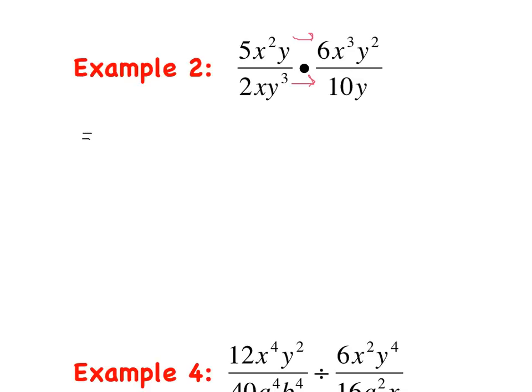So I put all my numbers up front. Okay, so we have a 5 times 6. Then we have x squared times x cubed. When we're multiplying, we are going to add the exponents. So we really have x to the 5th power. Then we have a y times a y squared. When we add those exponents, we get y to the 3rd power. So there's our cleaned up numerator horizontally, and now let's do the same with our denominator.